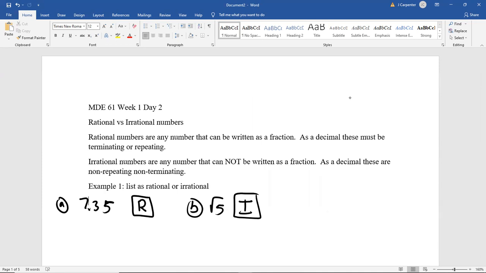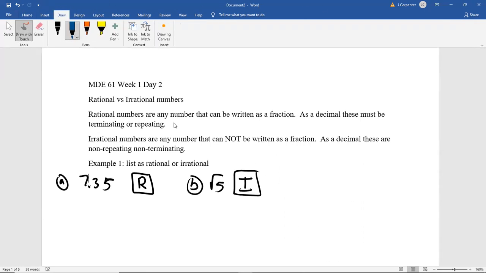Does that mean all square roots are irrational? No, the square root of 4 can be simplified to 2, which makes it rational. So you have to be careful with this. All right, so the ones I want y'all to take a couple minutes to try out.